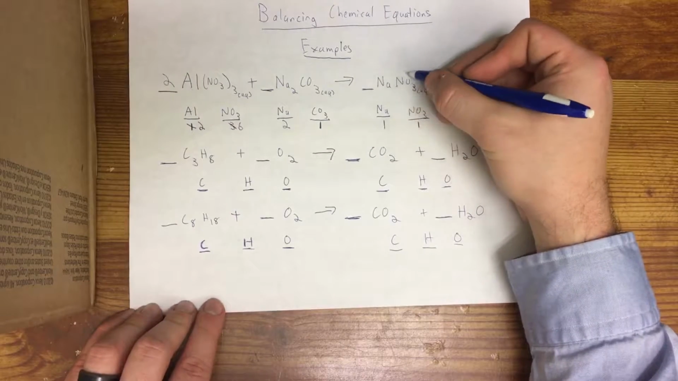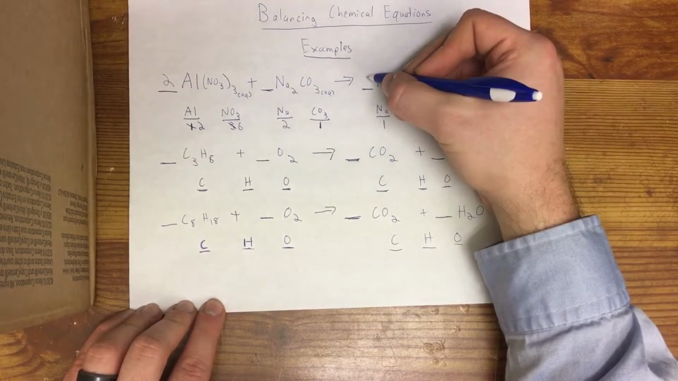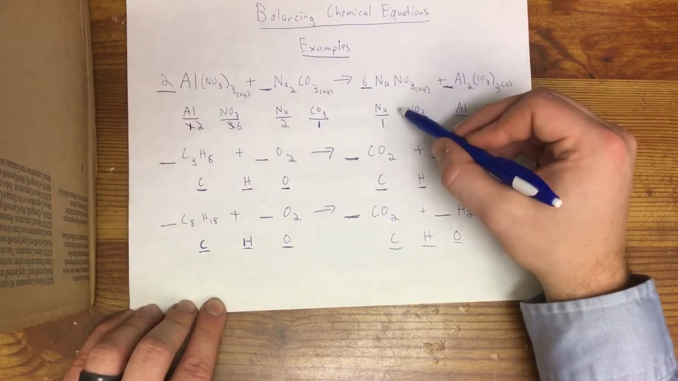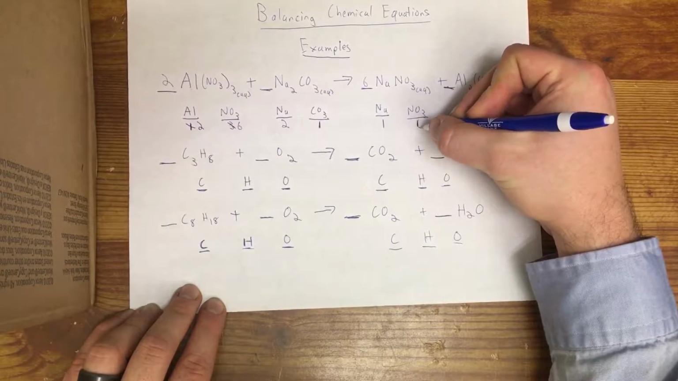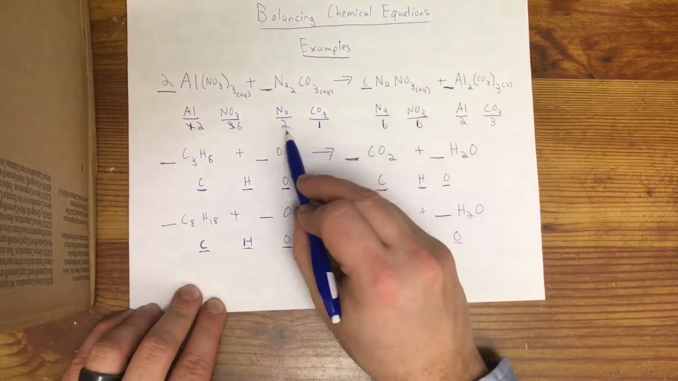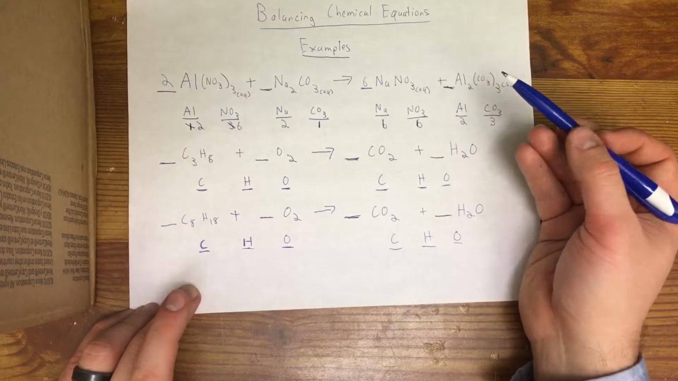Since each sodium nitrate contains 1 nitrate molecule, all we have to do is multiply this by 6 to create 6 sodium nitrates. So now we have 6 nitrates, same as on the left side, but now we also have 6 sodiums, which is not the same number as on this side. So let's go through now and fix the sodiums.